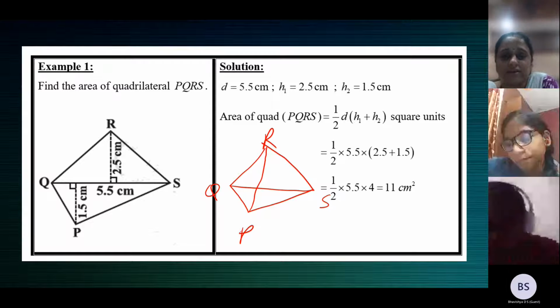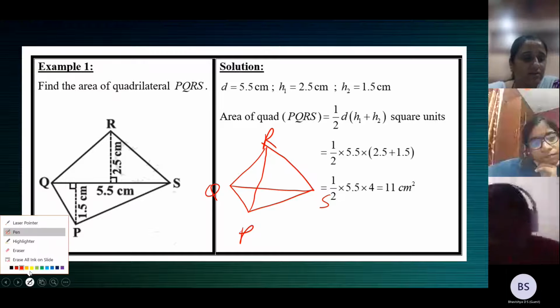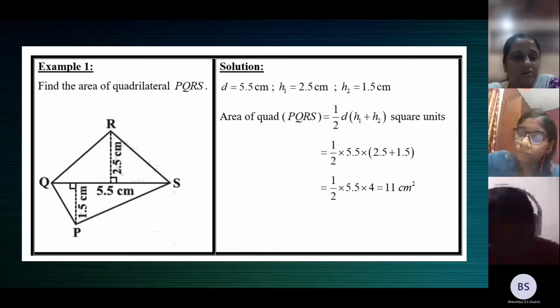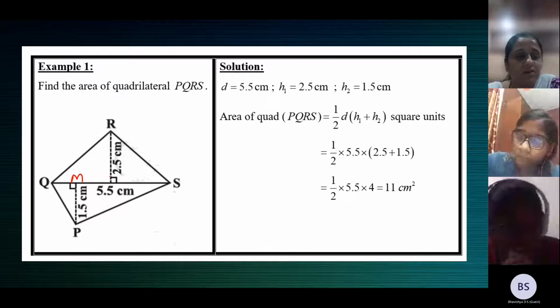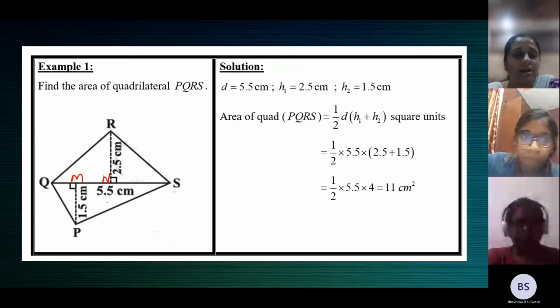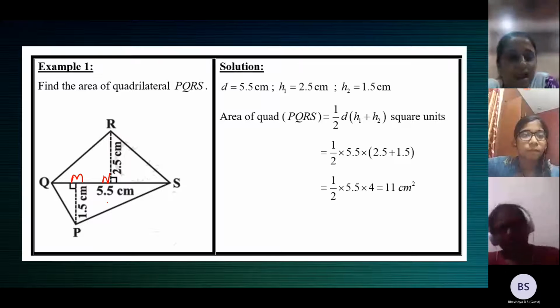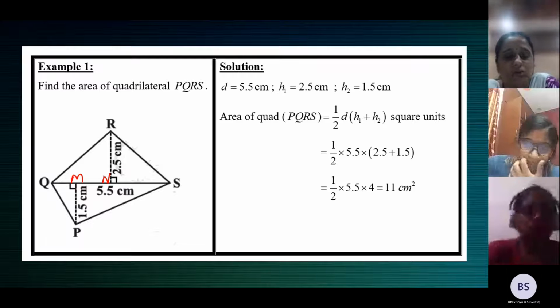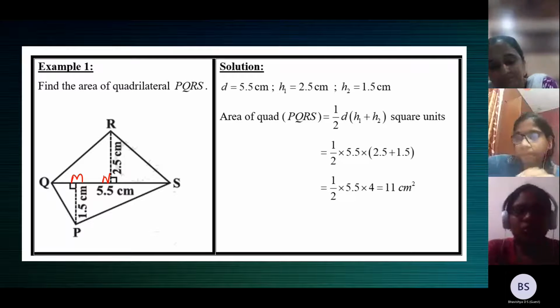So half D is half diagonal, whichever diagonal is given. Okay, half D into H1 plus H2. So you see here, what are PM and RN? PM is an altitude on the diagonal QS. RN is also an altitude on the diagonal QS.